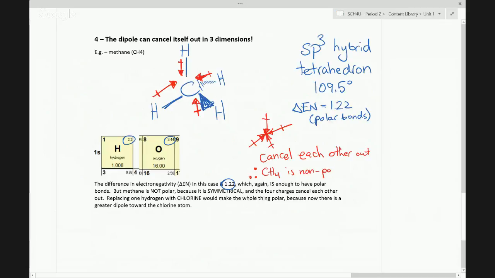And this is, again, because the whole thing is symmetrical, because all four bonds are made to the same thing. There's no lone pairs, there's no chlorine, there's no oxygen, there's no different thing here. All four of those bonds are the same. So even though each one of them is polar, because they're all the same, and because we know that hybrid orbitals always get as far away from each other as they can, the whole thing has to be nonpolar.